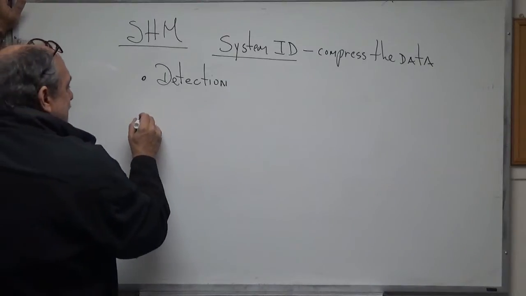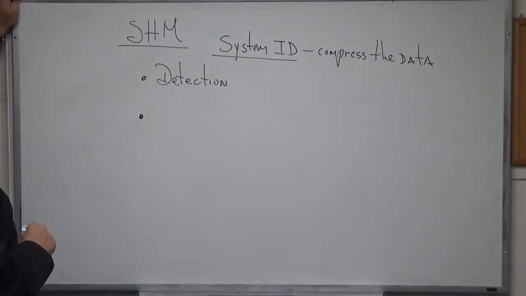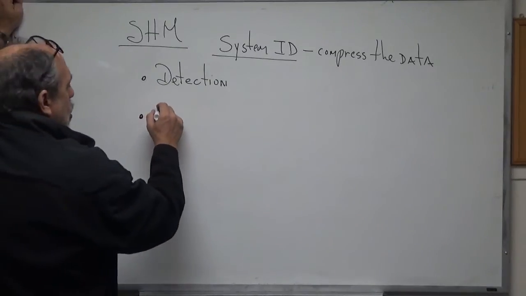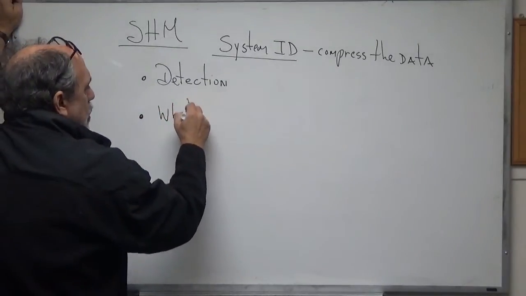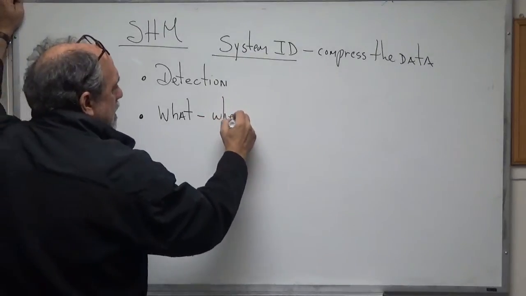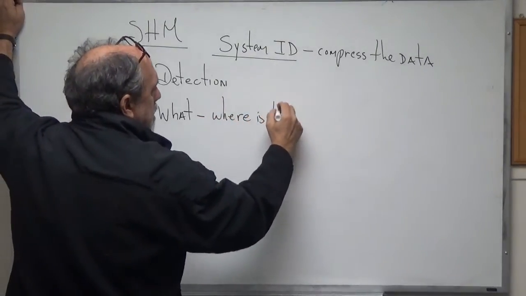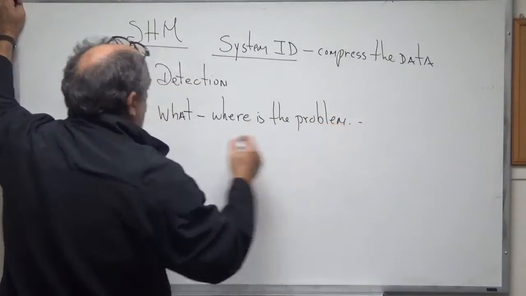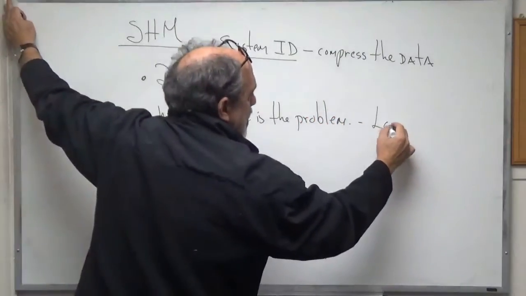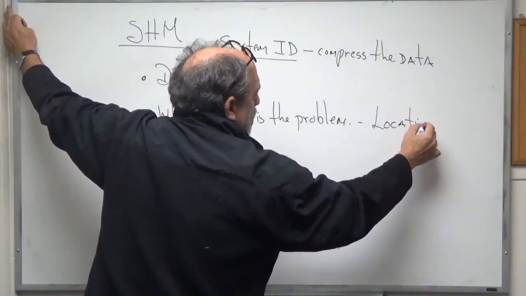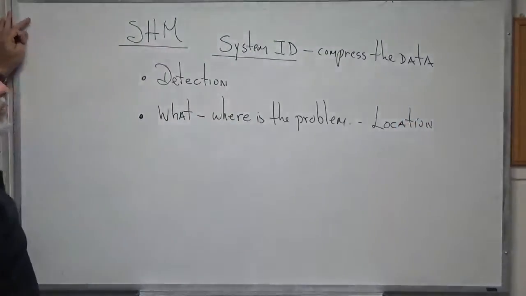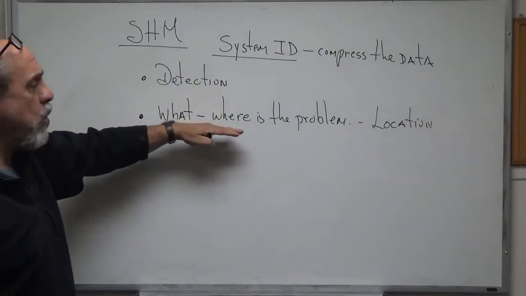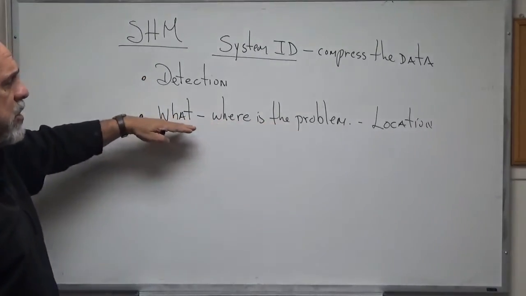You might say, I think something happened. And if you think something is the matter, you may want to ask the following question, which is, what? Or more precisely, where is the problem? We refer to this as location. So the second stage in a structural health monitoring issue is to use detection, and we might want to know something about where the problem is located.